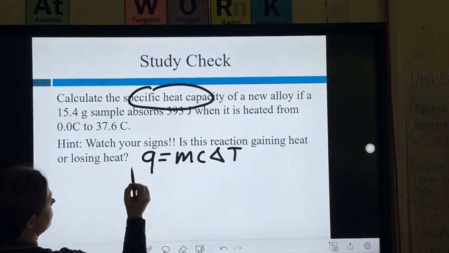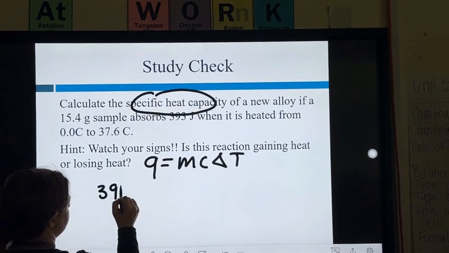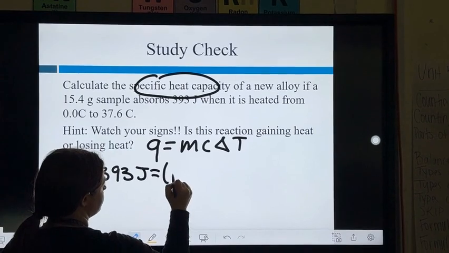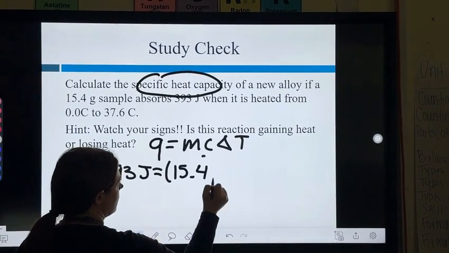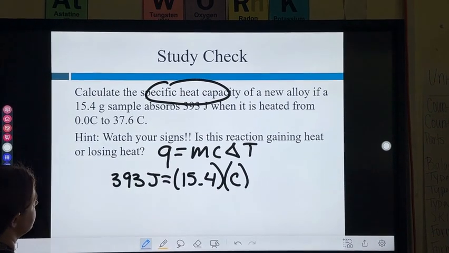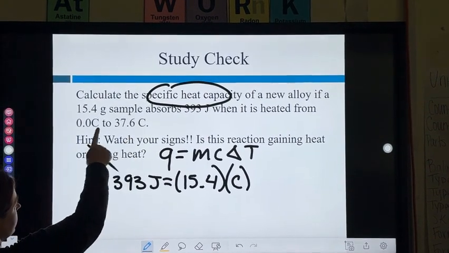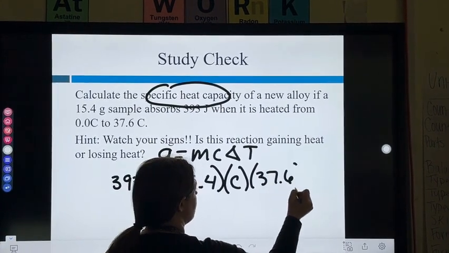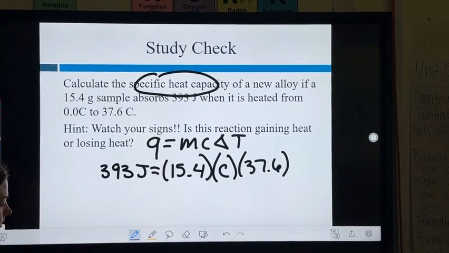So our Q is 393 joules. Our M is 15.4 grams. Our C is our X. And our change of T is the final minus initial. So 37.6 minus 0 is 37.6. And then we can solve for C.